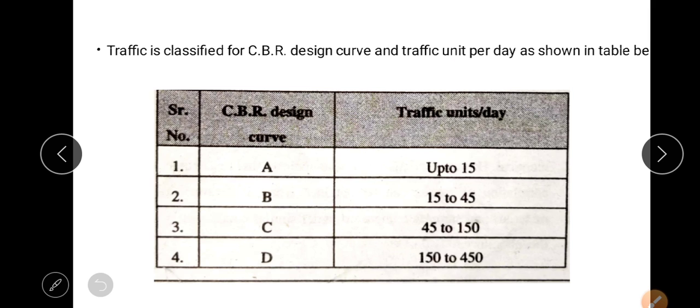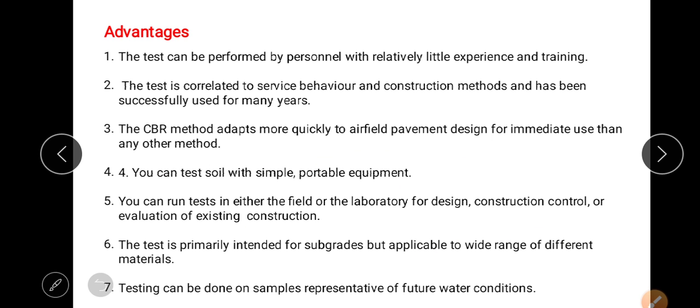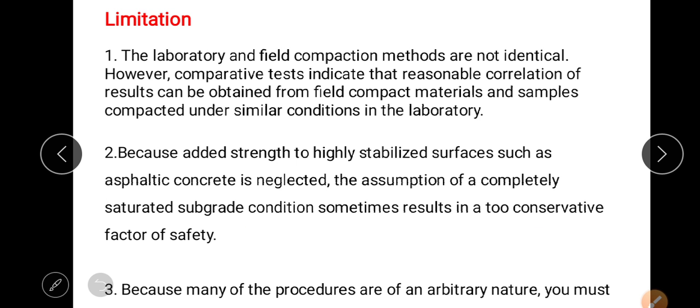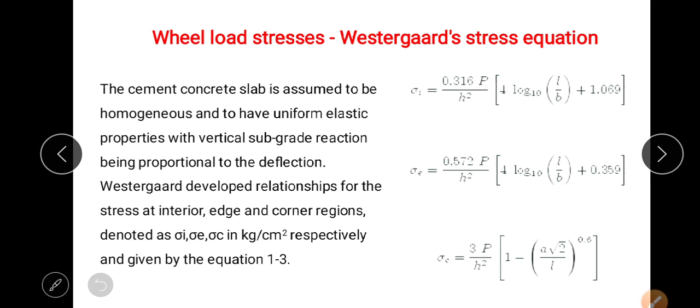Traffic is classified for CBR design curves A, B, C, D as up to 15, 15 to 45, 45 to 150, 150 to 450. Advantages I have already said during the experiment itself in the virtual lab, and limitations also, you can read yourself. Limitations also I have explained sufficiently. There is no scope now.